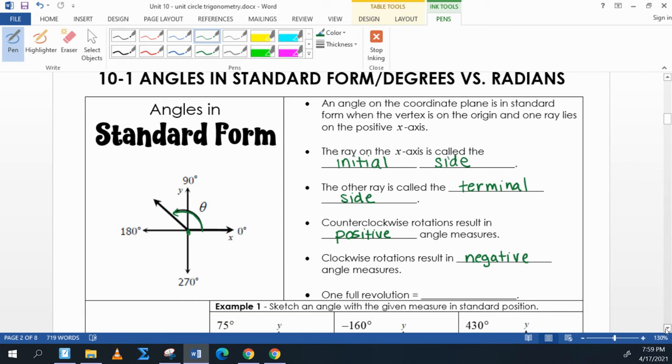And the last thing on the notes right here: if we go one full revolution, so if we start right here at our initial side and go all the way around back to that same place where we start, that is a 360-degree angle right there.